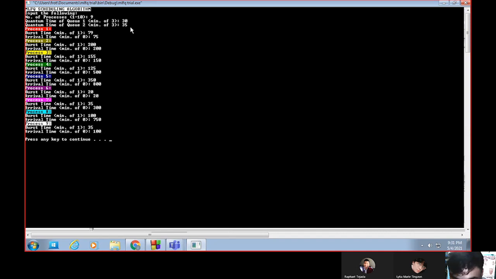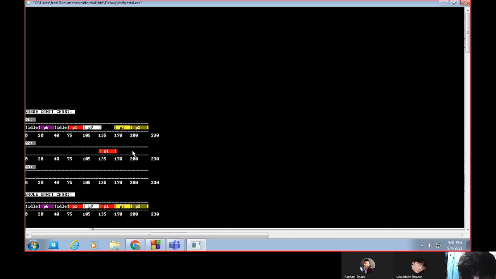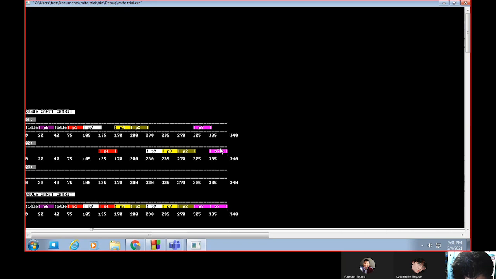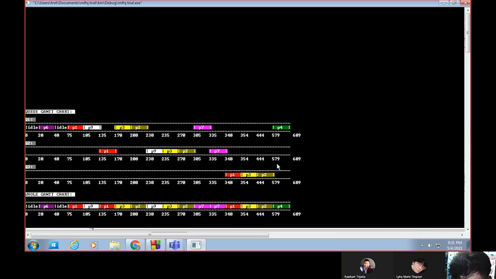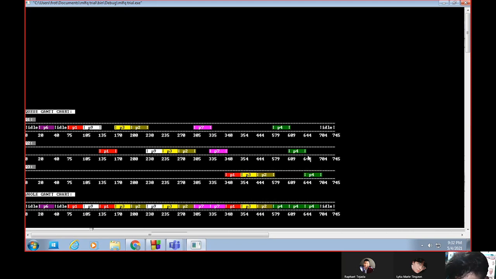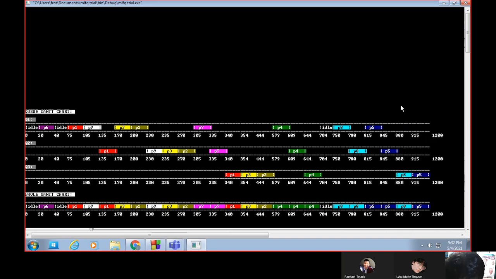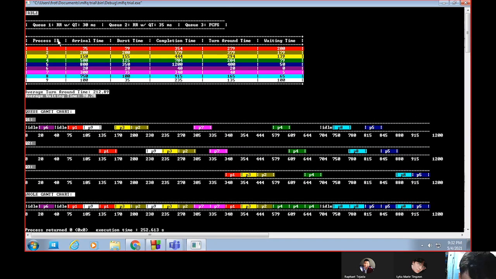There. So after the completion of typing up the needed information, the program will show the process of computing the multi-level feedback queue. As you can see, it shows the timeline of the process. Here it shows that at time 0, no process arrives, and the first one that will arrive is process 6, which has an arrival time of 20.